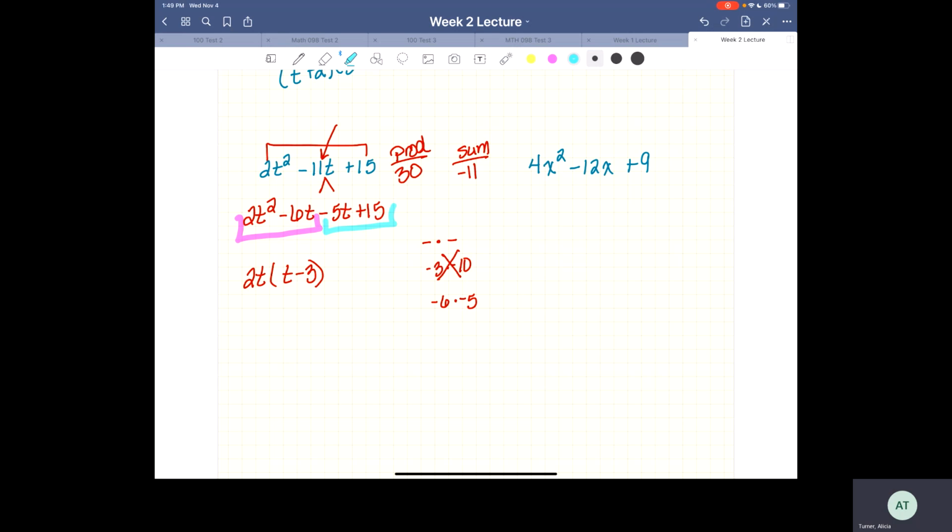Now, remember what I said, anytime that our third term is negative, I am factoring out a negative. Anytime. It works that way all the time. So because this is negative, I'm factoring out a negative 5 instead of just factoring out a 5. So then I'm left with t minus 3. Negative 5 times t gives me negative 5t. Negative 5 times negative 3 gives me positive 15. So my answer here is 2t minus 5 and t minus 3.